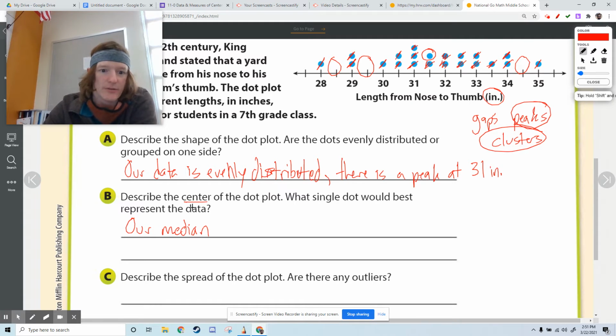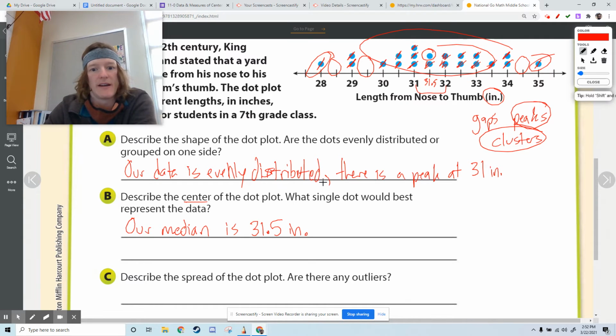So what single dot would best represent the data? The dot at 31 and a half. That's in between 31 and 32. Our median is 31.5 inches. And that does kind of summarize our data. Most kids are around 31.5. We had some that are much lower and some that are quite a bit bigger, but for the most part, they're all around 31 and a half.